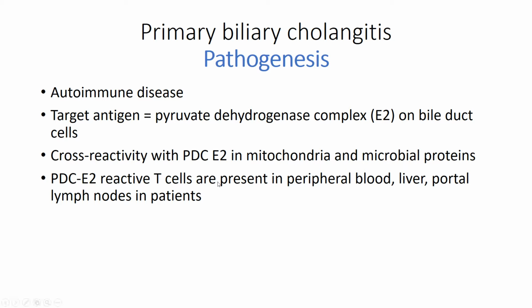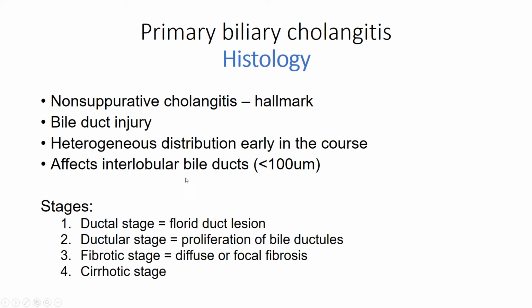So it's an autoimmune disease. The target antigen is the pyruvate dehydrogenase complex on bile duct epithelial cells. There is cross-reactivity with PDC-E2 in mitochondria and microbial proteins. Hence, there's the implication that some microbes may be associated with the development of PBC. And also, one should note that PDC-E2 reactive T cells are present not just in the liver, but also in the peripheral blood and portal lymph nodes in patients with PBC. So these are very diagnostic.